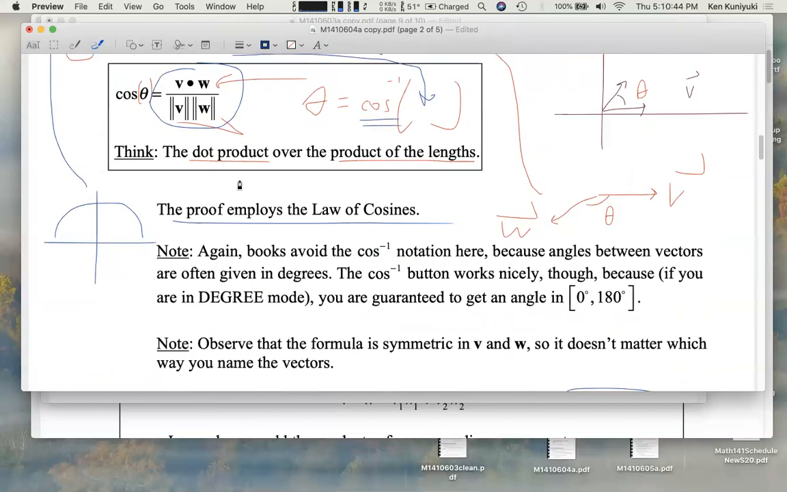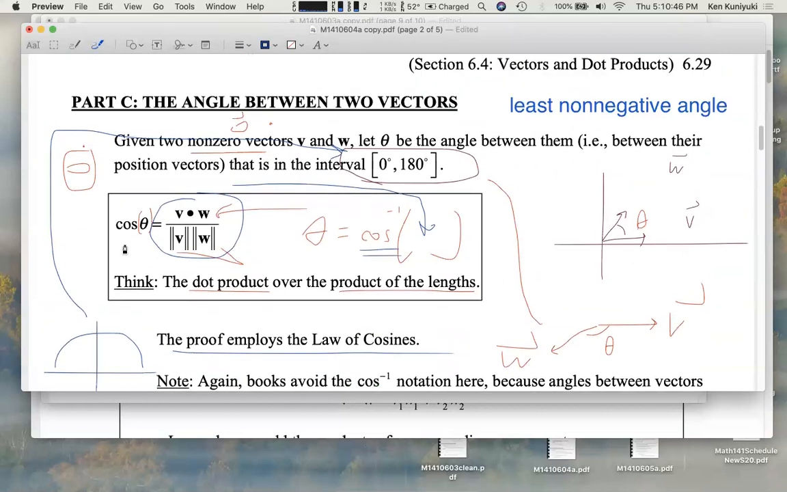You can get it from the nature of this formula, okay? Cosine of theta, I'm going to go ahead and erase a lot of these annotations here. Kind of a mess, all right? Okay, let's focus on this formula. Cosine of theta equals the dot product over the product of the lengths, all right?